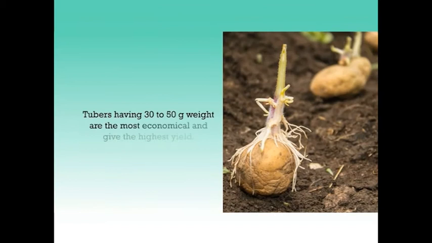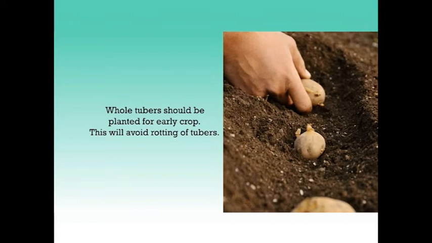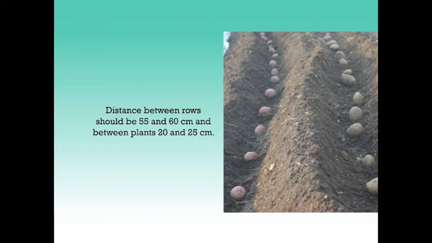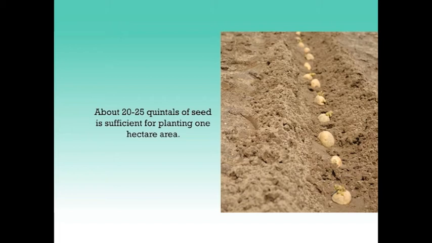Let's see about the seed rate and spacing requirement for this crop. Tubers having 30 to 50 gram weight are the most economical and give the highest yield. Whole tubers should be planted for early crop. This will avoid rotting of tubers. Distance between rows should be 55 to 60 cm and between the plants 20 to 25 cm. About 20 to 25 quintals of seed is sufficient for planting 1 hectare area.